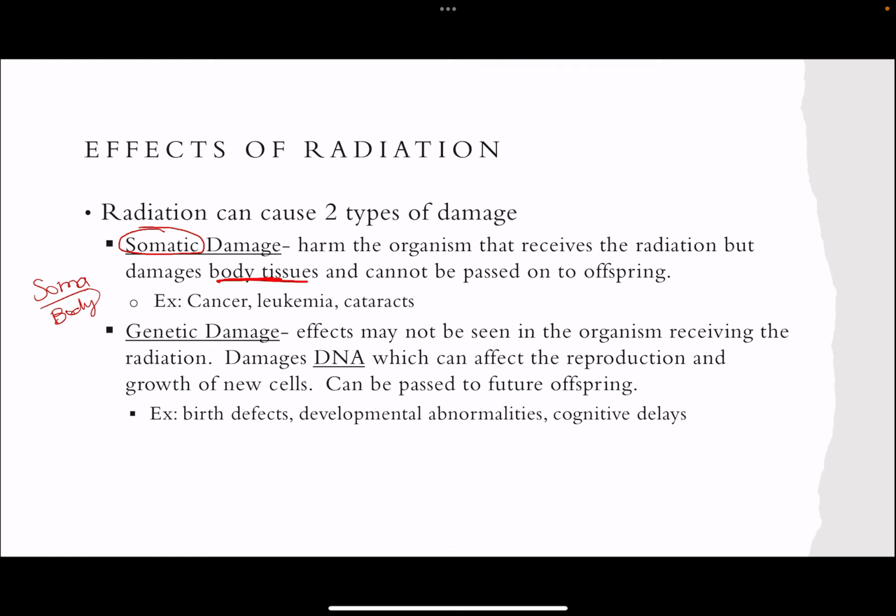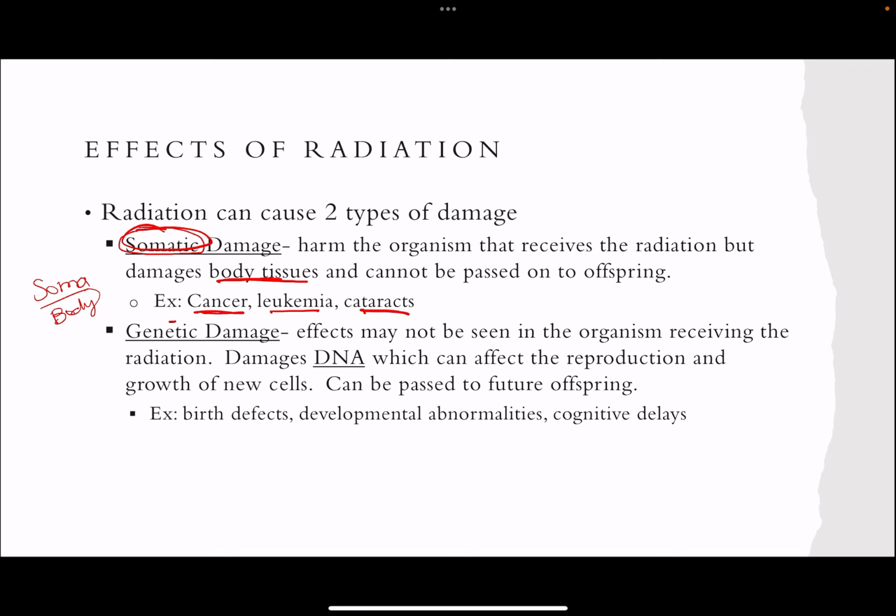Now, body cells are cells that are not passed off to organisms. Body cells, as you'll learn in biology, are any cells but your sperm cells and your egg cells, your reproductive cells. All of the other ones that are not sperm and egg or reproductive cells, those are called somatic cells. And so that damage is not passed on, but it does damage the organism itself. And so we see that in cancer, including cancers like leukemia, cataracts caused from UV damage. Those are types of somatic damage.